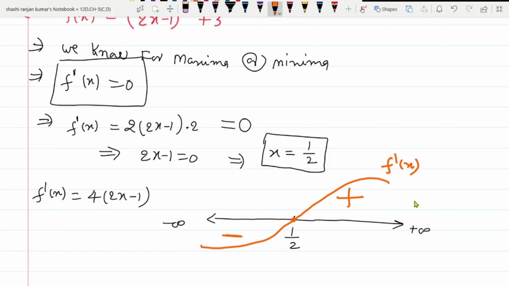This is the sign of dy by dx, what we got here. Means dy by dx on this side is negative, negative, negative, then 0, then dy by dx becomes positive. So tell me, is x equal to half the point of maxima or point of minima? Means local maxima or local minima? Tell me. Maxima, okay. Is this the point of local maxima or minima?